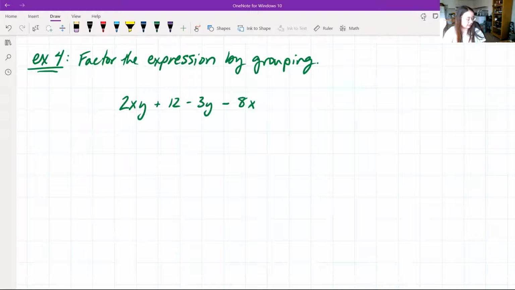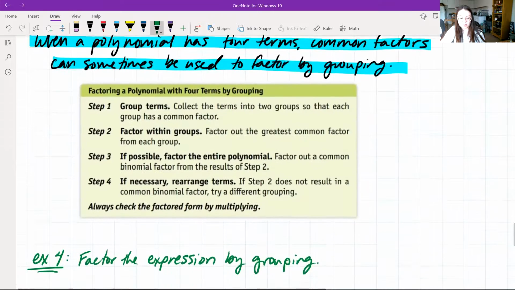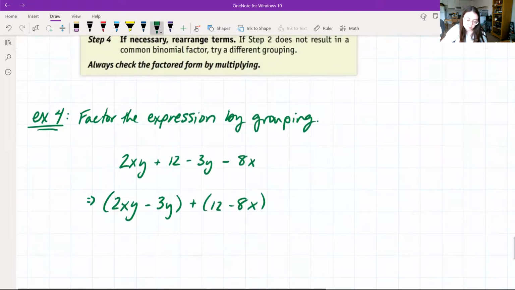But we see that 2xy minus 3y is going to have a common factor of y, and 12 minus 8x is going to have a common factor of 4. So let's write it this way. So let's write 2xy minus 3y plus 12 minus 8x. We're going to group it like this. And this would be our step 1. So let's write step 1.